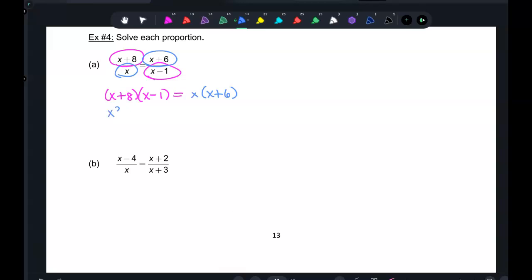We get x squared, minus 1x, plus 8x. Remember what we were practicing yesterday with the FOIL. Minus x plus 8x minus 8. On the right side, I just have to distribute. So that's going to be x squared plus 6x. So I have x squared plus 7x minus 8 equals x squared plus 6x.